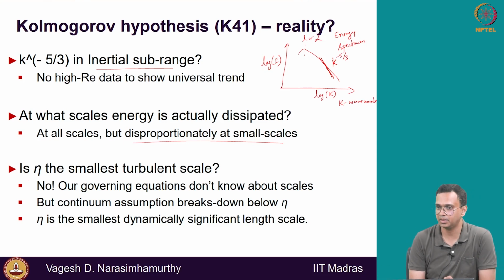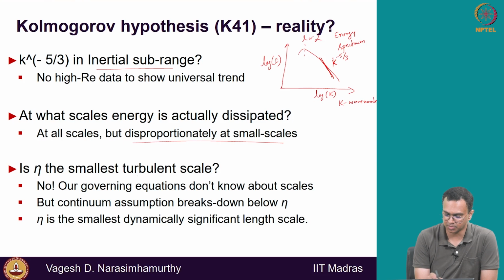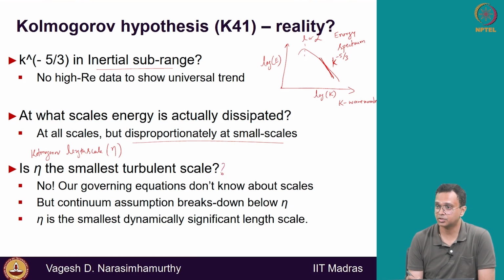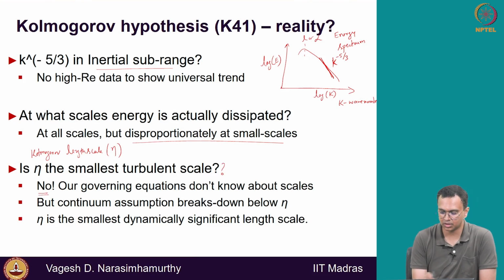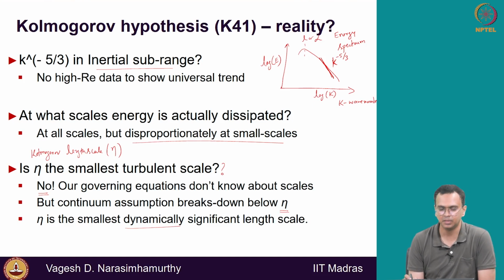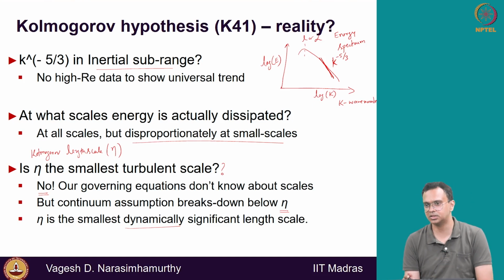And another very important question is eta, the Kolmogorov length scale, the smallest turbulent scale. Is this the smallest? Many actually believe that it is the smallest turbulent scale, but it's not, because our governing equations don't know anything about scales. Scales is not what we are introducing, right? But the continuum approximation breaks down below eta, and therefore eta is the smallest dynamically significant length scale. It is not the smallest length scale, but dynamically significant for us. In the continuum world, it is the smallest length scale.